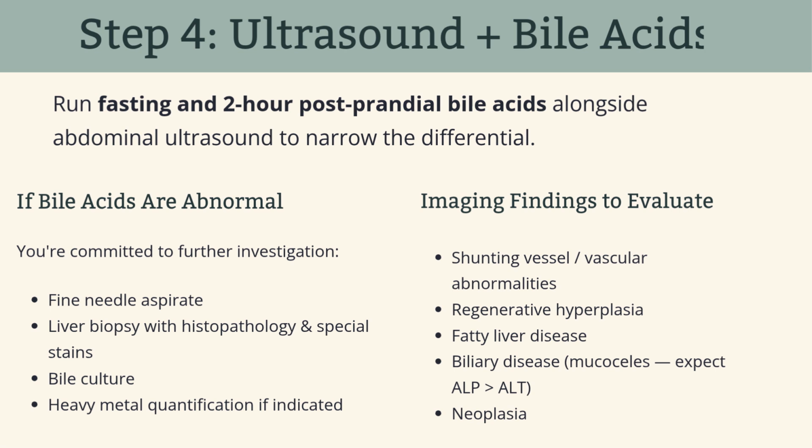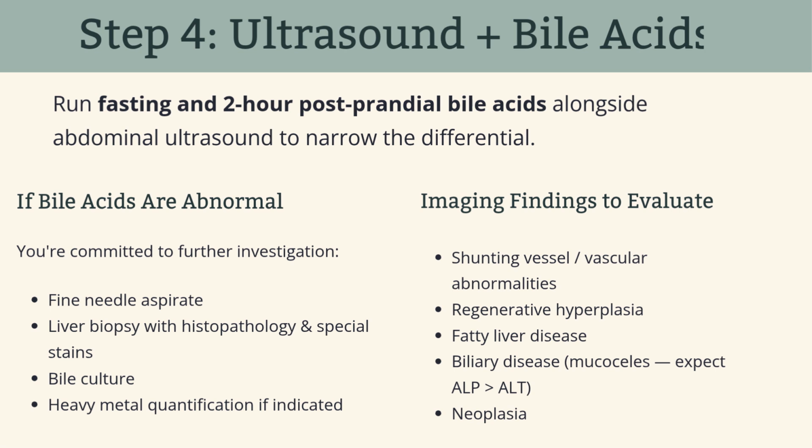And that next step is typically you're going to want to do imaging of the liver with an ultrasound. And also, if you haven't already, do a bile acids test. So if the bile acids are abnormal, then you're committed to looking further and doing some more investigation. And those kinds of things would be like fine needle aspirate or full liver biopsy. You want to get histopath with special stains. You could do a bioculture. You may want to do heavy metal quantification. Those are all things that you want to do potentially if you see something abnormal with your bile acids.